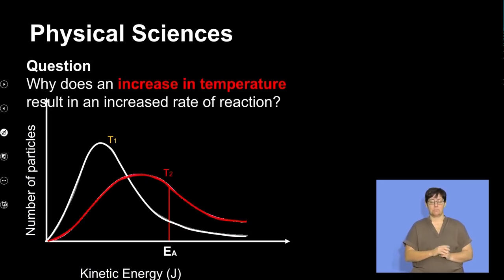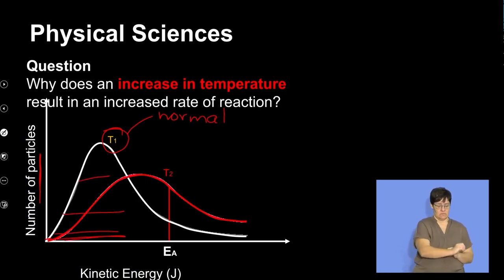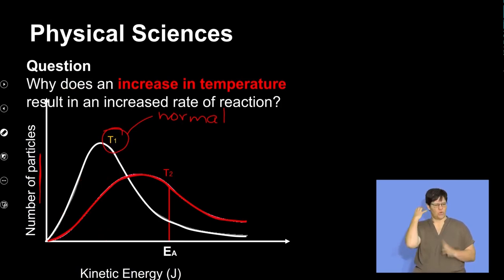When we go back to the question of an increase in temperature, if this is my particular temperature, let's say this is my normal curve. We know on the normal curve, it is a spread of all our particles at different kinetic energies, starting from 0. If we look at the red curve there, this is a curve that happens at a higher temperature, at an increased temperature.